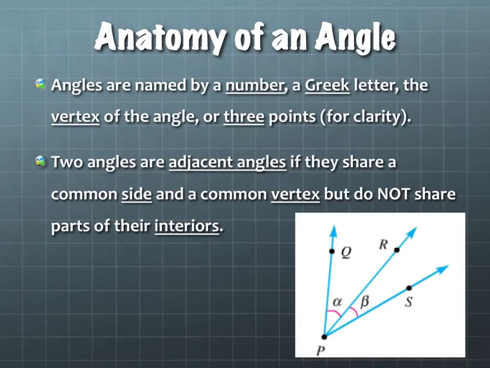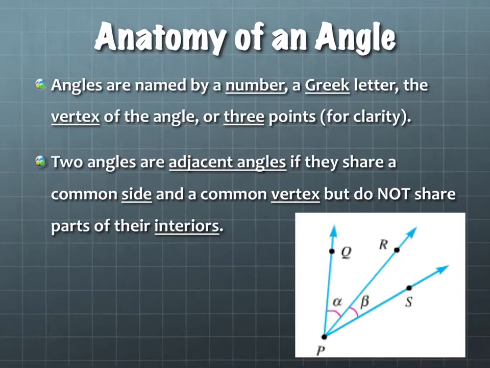So on this one, for example, if I talked about angle P, it would be unclear what I meant. Do I mean this angle here? That's angle P, because P is the vertex. Or do I mean this angle here, because P is the vertex? Or do I mean this angle that's on the outside, because P is the vertex? So when it's unclear, we need more description.